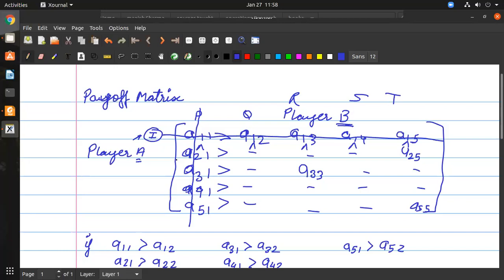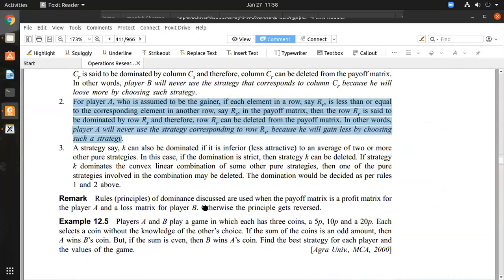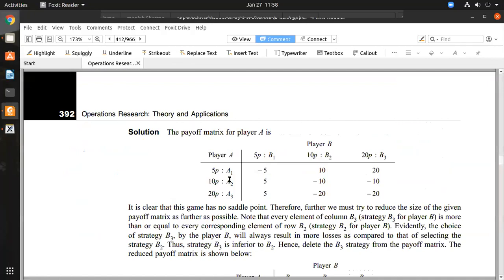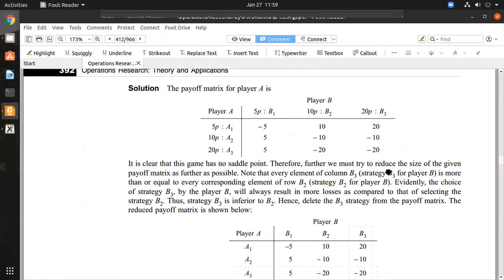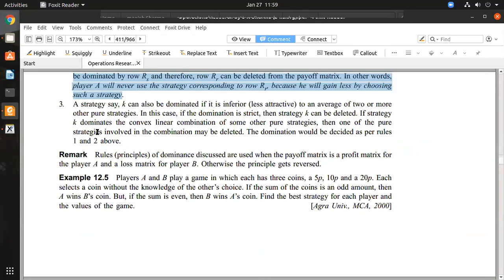Sometimes, in order to apply the rule, we may say that this row is dominated by the average of these two. If that is also the case, then also we can eliminate this row. In order to understand it more, we will take one example later on. Is it okay? Is it understood, students? Just the third dominance, you let it be. I'll explain it later.